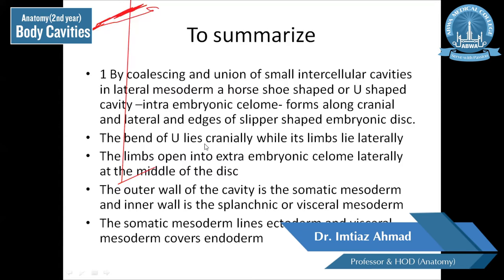The bend of the U, which is lying cranially, would form the future pericardial cavity. The limbs lie laterally and they open into the extraembryonic coelom laterally at the middle of the disc. The outer wall of the cavity is the somatic mesoderm, the inner wall is the splanchnic or the visceral. The somatic mesoderm lines the ectoderm and the visceral mesoderm covers the endoderm.